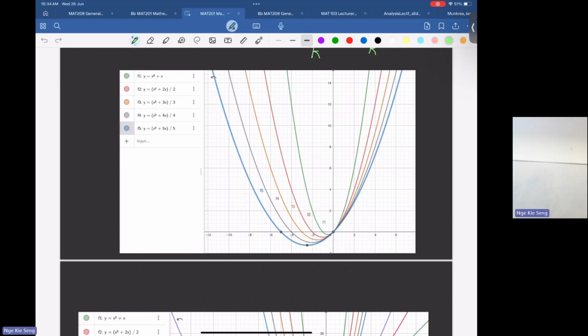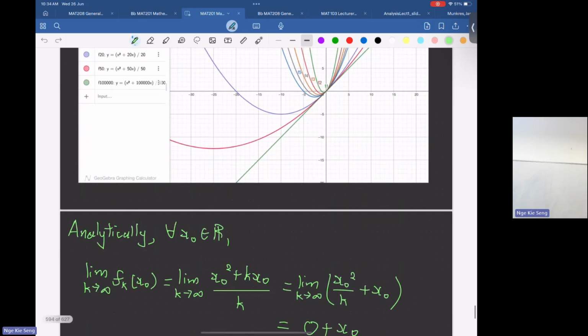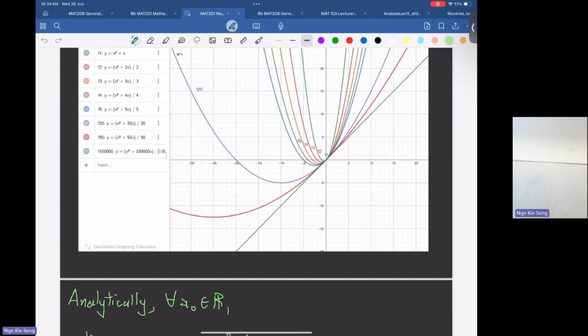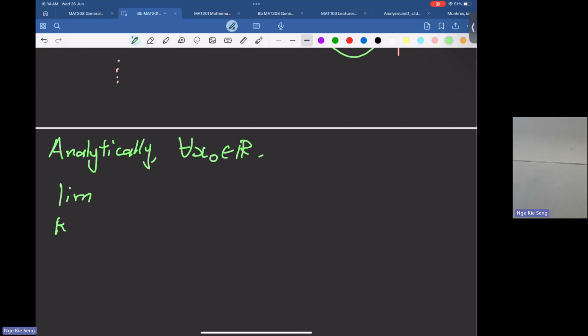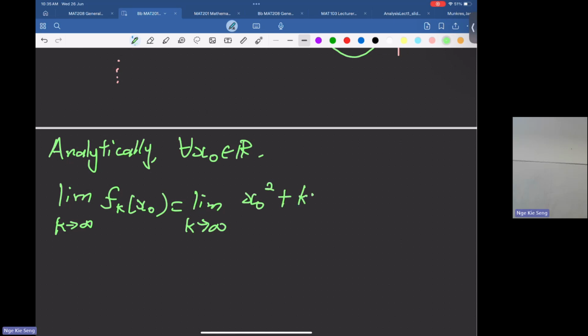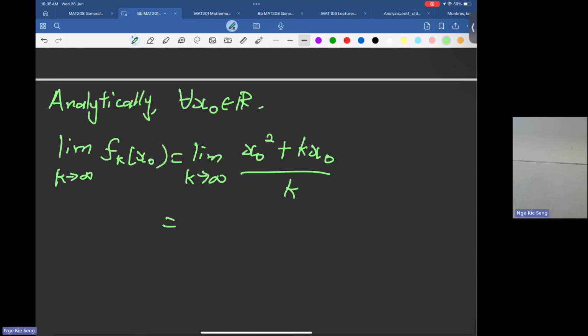Okay, so how do we show this magic analytically? We are mathematicians, right? So we want to see this effect here. So let us compute analytically, for all s naught in R, the limit of fk(s naught). What is our formula for fk(s naught)? (s naught squared plus k s naught) over k. So this is a number, correct or not? So how do we compute the limit of this guy?